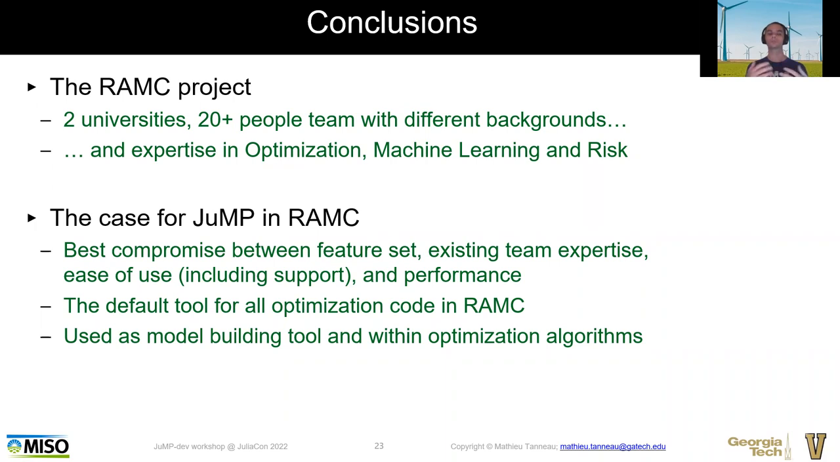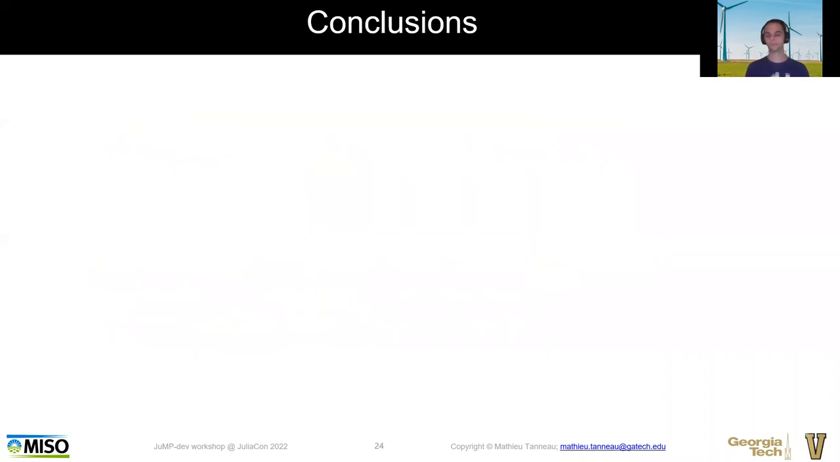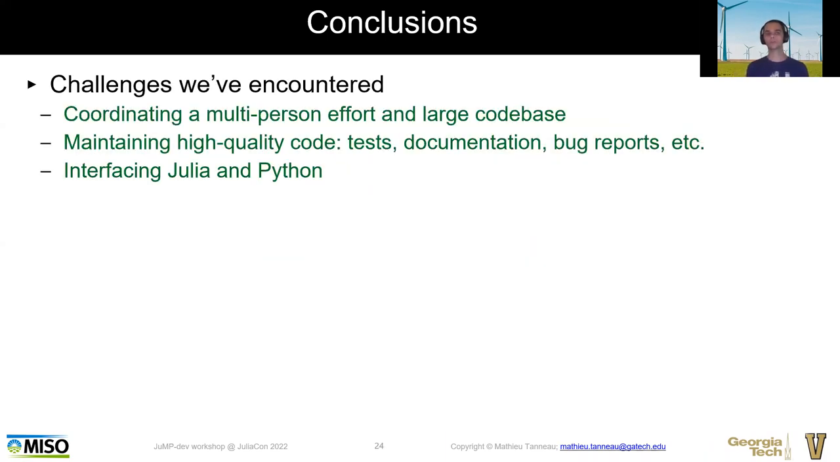We use it both to just build an optimization model and solve it, also to build optimization algorithms on top of JuMP. So finally, some of the few challenges that we've encountered are not necessarily related to JuMP, more, I would say, about maintaining a large code base with multiple people involved, maintaining high quality code, you know, having tests, having documentation, systematically doing bug reports, et cetera.